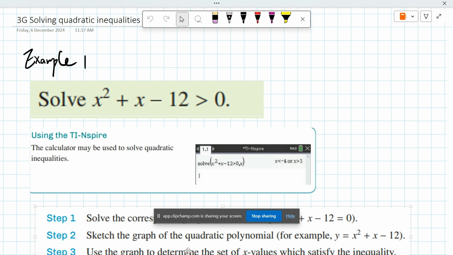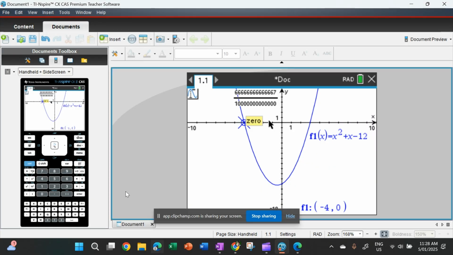So we start with the graphing in the CAS as well. What we do is we're going to try to use CAS first, and then we try to solve by hand. So let's see how we go. First things first, this is the graph for x squared plus x minus 12, and we want to find where it is greater than zero.